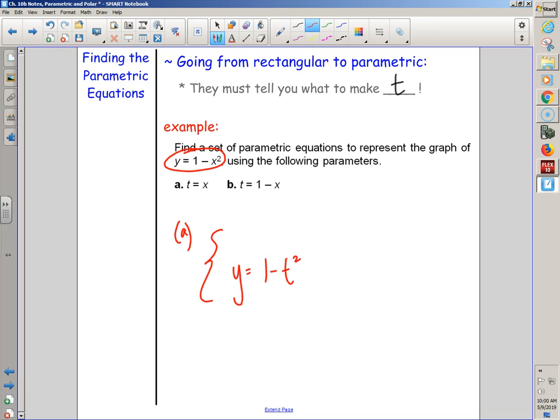Wait a minute, parametric equations come in pairs. So if y is equal to 1 minus t squared, don't I need x? X equals t. Oh, I can just steal it.